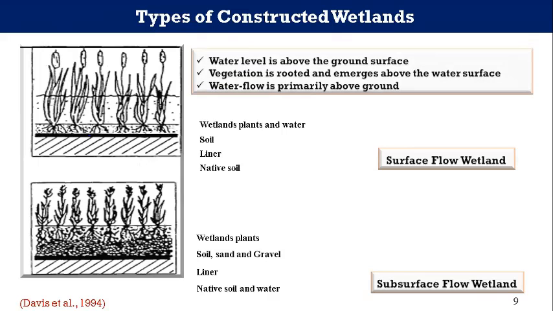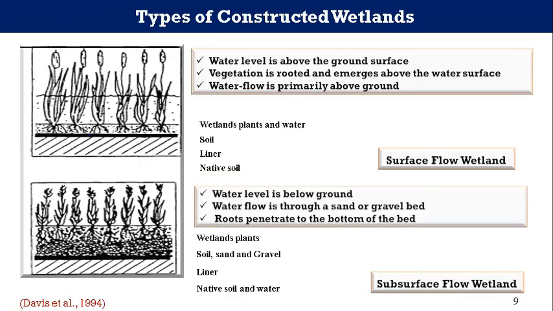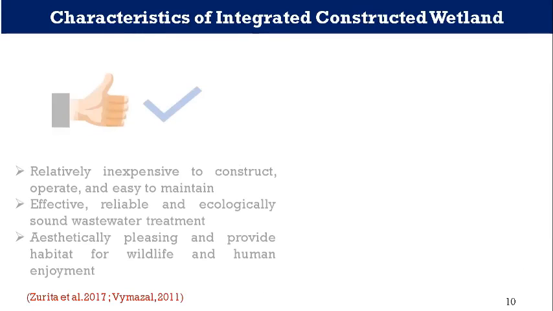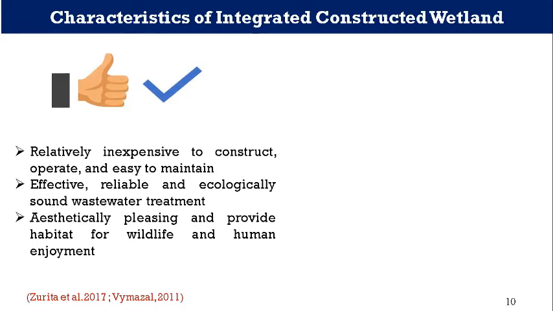Surface flow wetland has the water level above the ground surface. Vegetation is rooted and emerges above the water surface. Water flow is primarily above ground. In subsurface flow wetland, the water level is below ground. Water flows through a sand or gravel bed, and the roots penetrate to the bottom of the bed. When we combine the surface flow and subsurface flow wetlands, there is a third type, that is the hybrid constructed wetland.